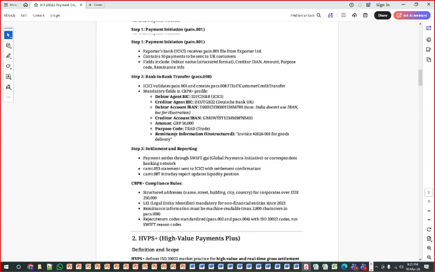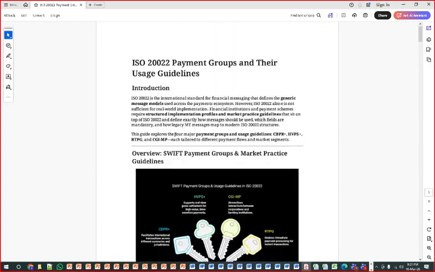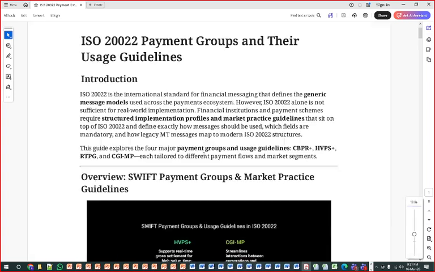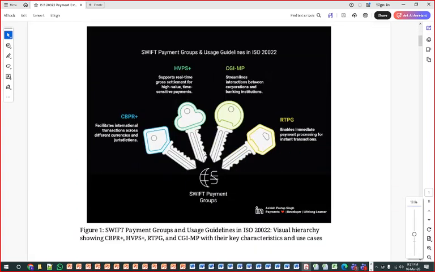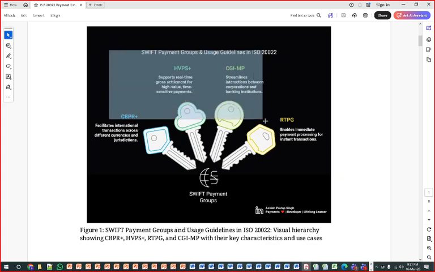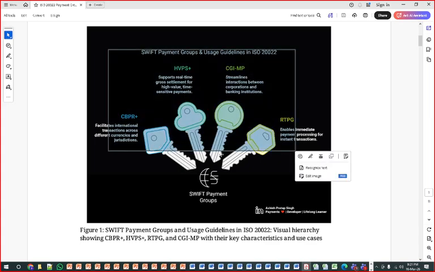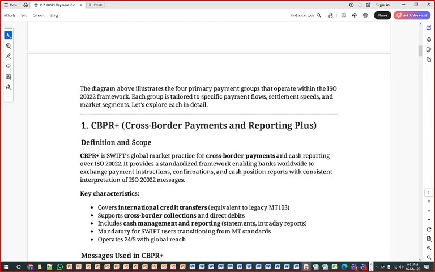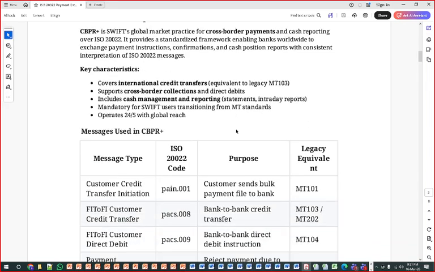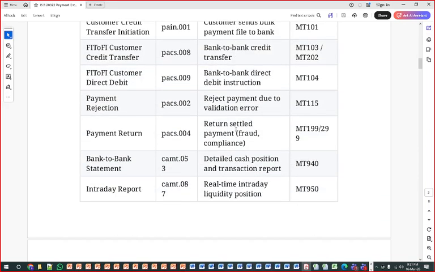Okay, when we are working on ISO 20022, what are the different guidelines we follow? The guidelines are called CBPR, high value payment, CGI-MP, and RTGS. We are going to give you a walkthrough of these as well: what CBPR is, what HVPS is, what CGI-MP is, and in detail we will discuss their significance and what the message structure looks like, everything.